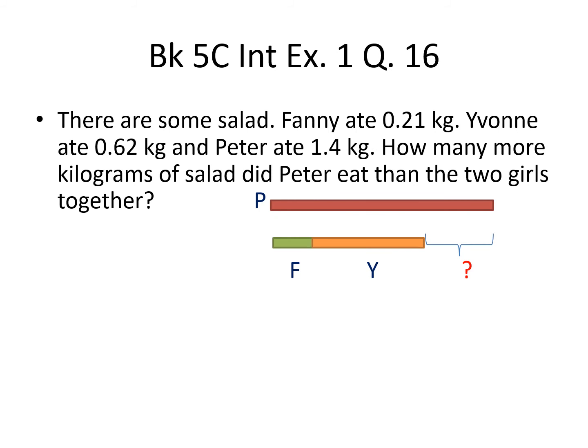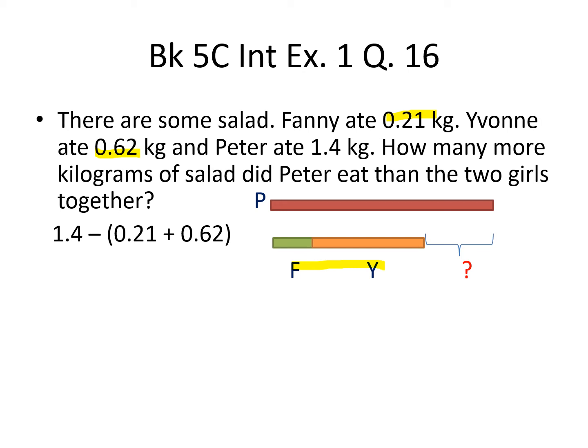Question 16. There was some salad. Fanny ate 0.21 kg, Yvonne ate 0.62 kg, and Peter ate 1.4 kg. How many more kilograms of salad did Peter eat than the two girls together? So you can see from the diagram, Fanny and Yvonne, they ate 0.62 and 0.21 all together. So we have to find the total first. So that is 0.21 plus 0.62.